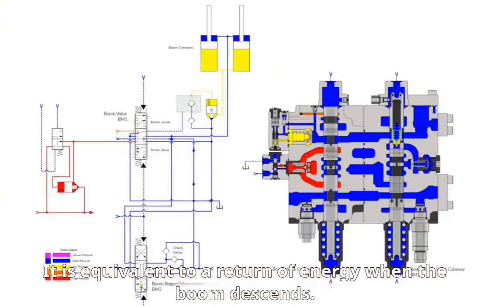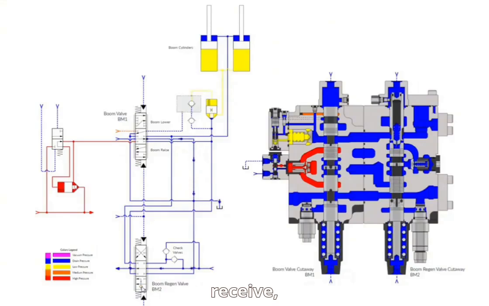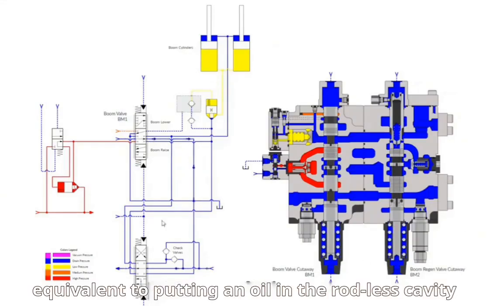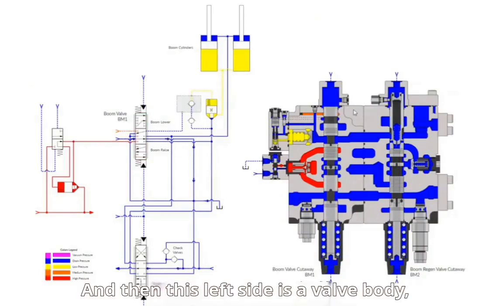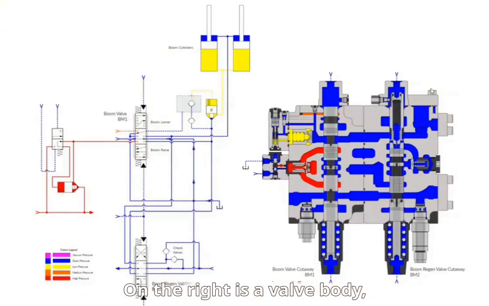It is equivalent to a return of energy when the boom descends. It receives the oil in the rodless cavity and recycles it into the rod cavity. Okay, and then this left side is a valve body, and on the right is a valve body.